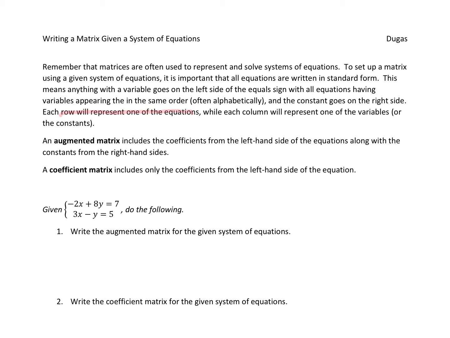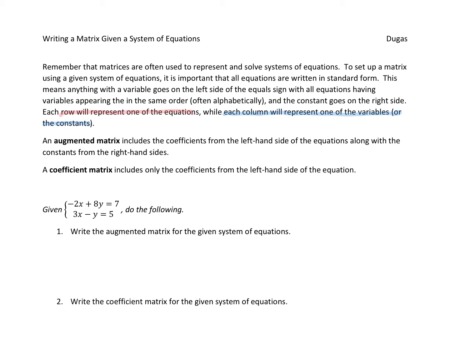represents an equation, and each column represents one of the variables or a constant. So in order to ensure that you have everything lined up properly, you need to make sure that your equations are all in standard form. That means your variables are on the left and your constants are on the right, and all of your variables are kind of lined up. So you don't want to have your x first in one equation and your y first in another equation, because then you're going to end up with mixed variables in the same column.